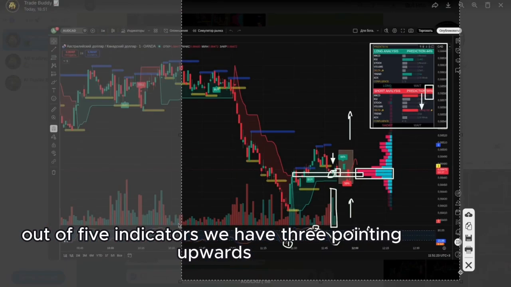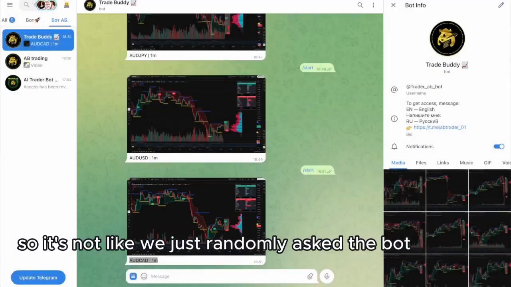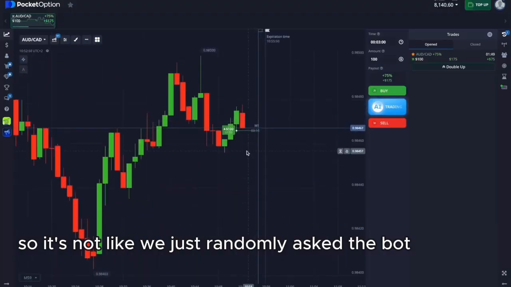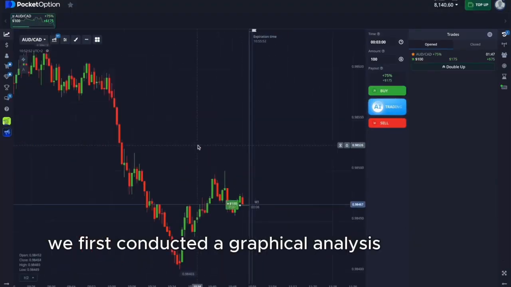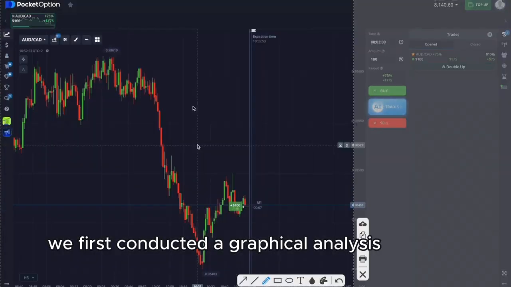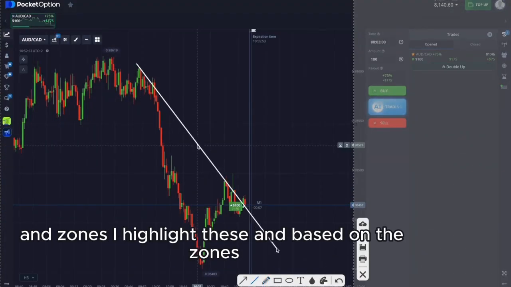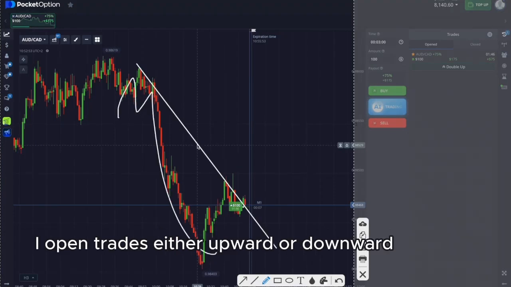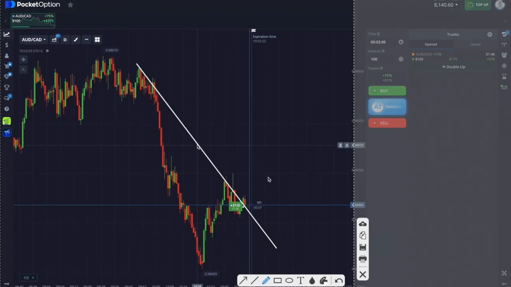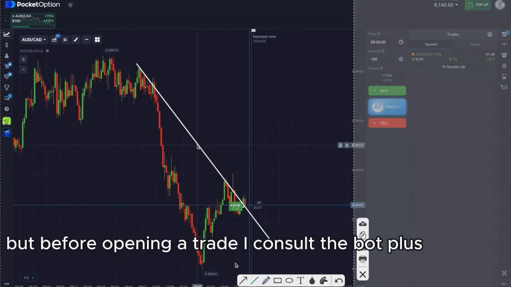Out of 5 indicators, we have 3 pointing upwards, so it's not like we just randomly asked the bot and opened a trade. We first conducted a graphical analysis. Graphical analysis involves me identifying levels and zones. I highlight these, and based on the zones, I open trades either upward or downward. But before opening a trade, I consult the bot.